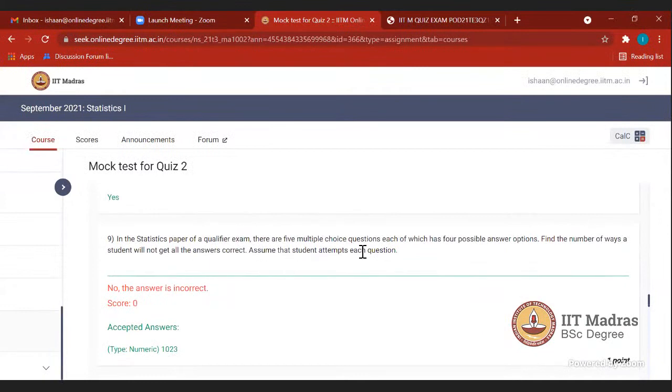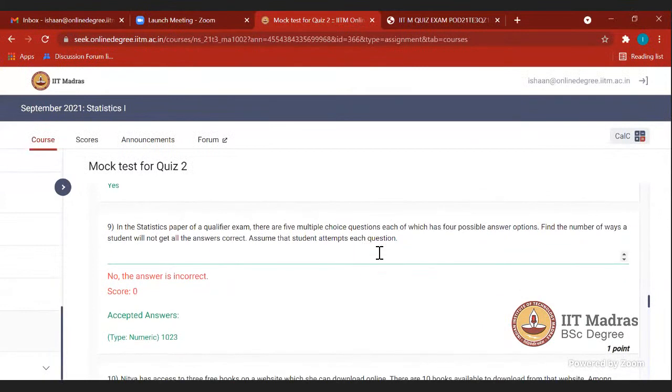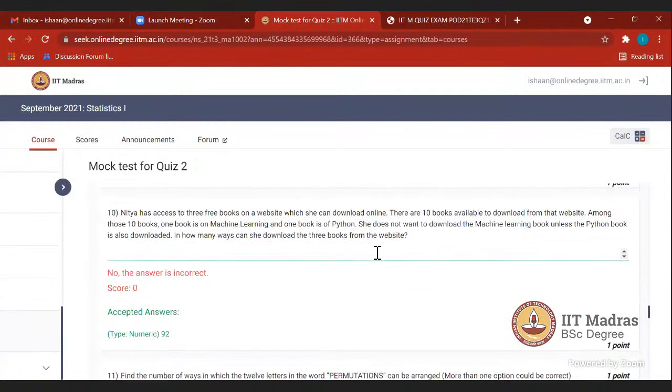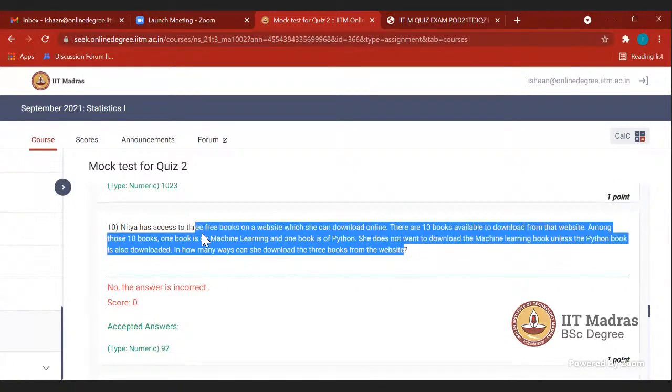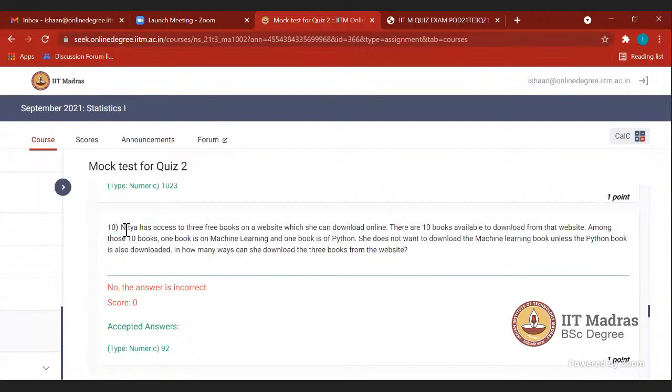Okay, in statistics, I think the 9th question we have also discussed. The 10th question, I think it was easy. One doubt? Sir, I have a doubt in it. The 10th question also. Okay, let me share the screen. Open the question.